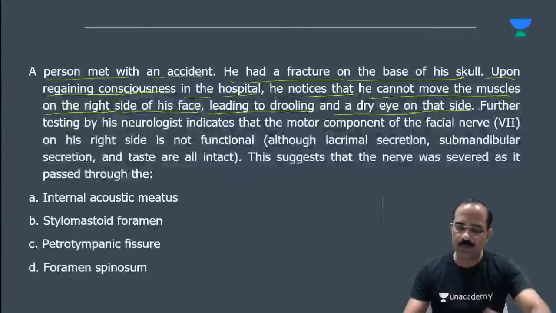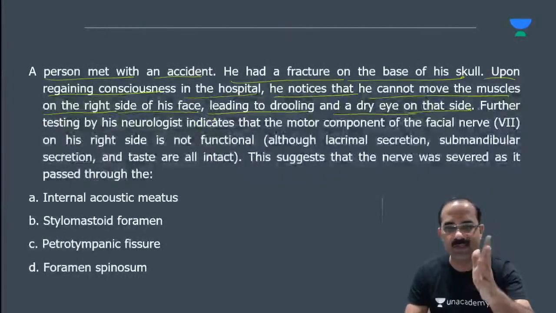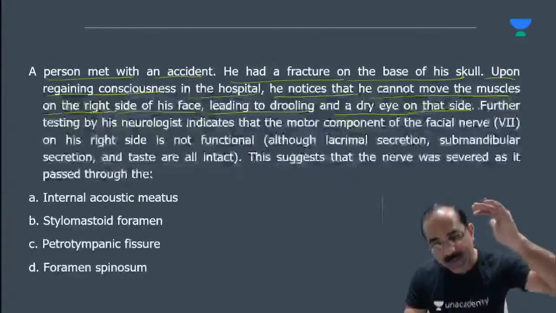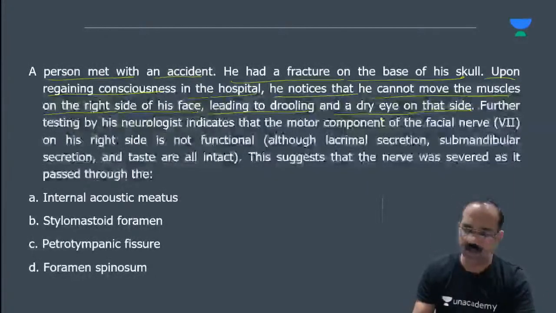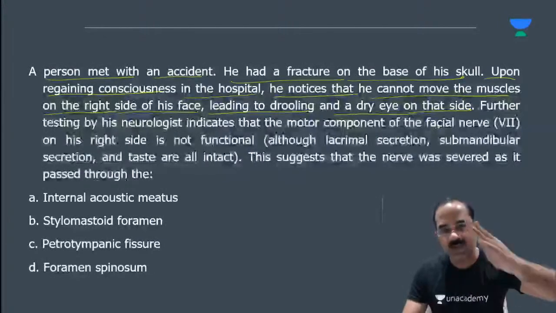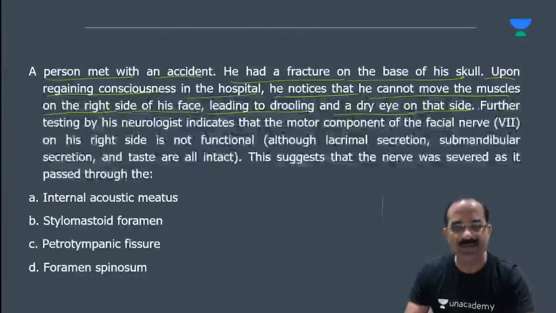The facial nerve is injured because the person is not able to move the muscles on the right side of his face. So definitely facial nerve involvement है. अब वो facial nerve का involvement कहाँ है? That you have to understand. At what level is it? So let us go further. When you're reading the MCQ, try to analyze it and try to come to a differential diagnosis before you see the options.